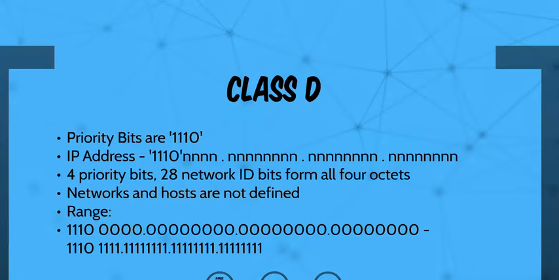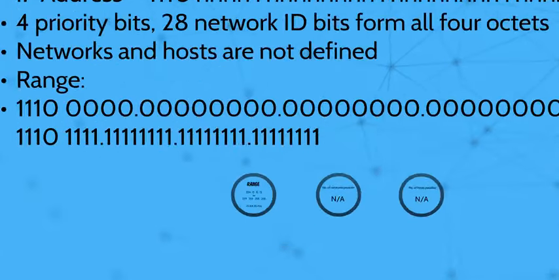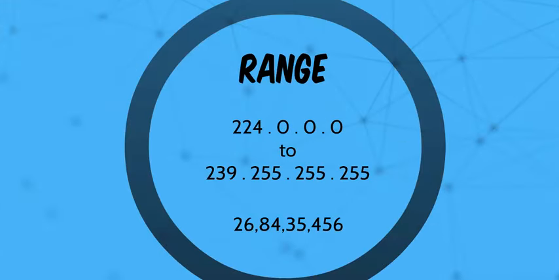Let's move on to Class D IP address. In Class D, the priority bits are 1110 and there is no separation of network and hosts in Class D. Each and every IP address is itself a network and itself a host. There are 4 priority bits and the remaining 28 bits you can represent as a network or as host even. Decimal notation for Class D range is from 224.0.0.0 to 239.255.255.255. The total number of IP addresses that can be generated using Class D is 26 crores 84 lakhs 35,456.